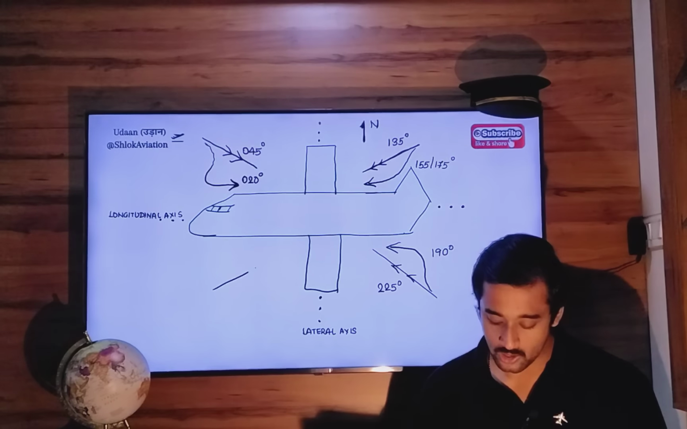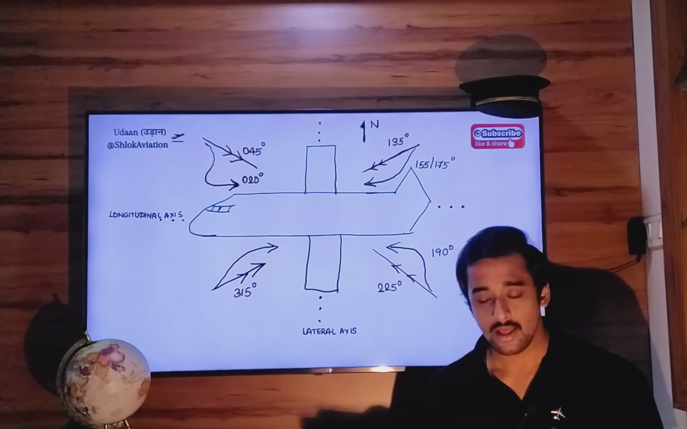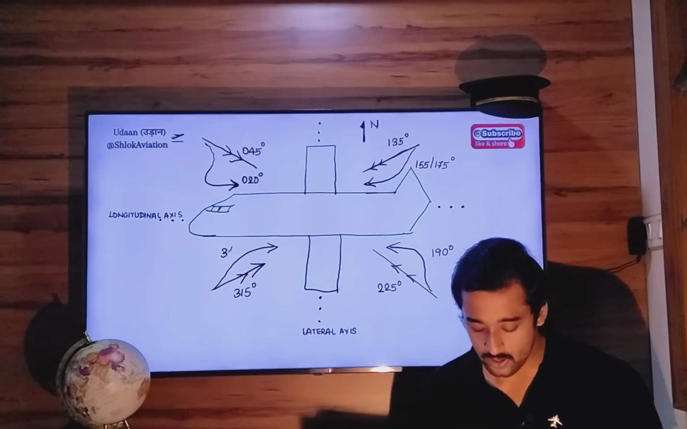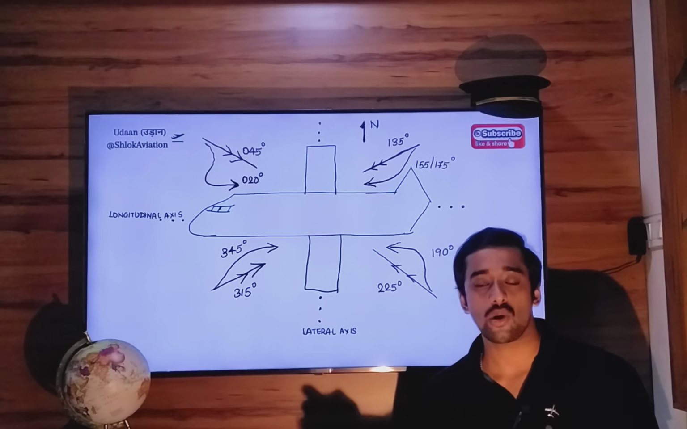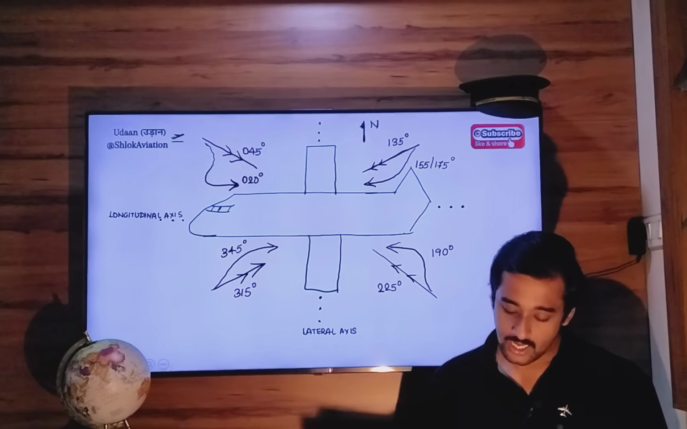If it's coming from the northwest direction, 315 degrees, again the bending will happen such that the wave comes from an angle, let's say 345 degrees, more than 315. So this is called quadrantal error. Okay. And the last thing is thunderstorm.